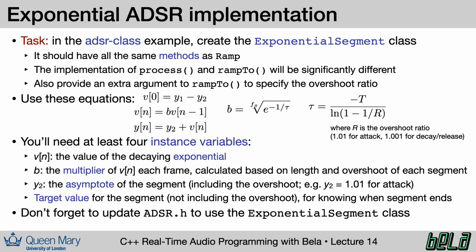Now, once you've created the exponential segment class, don't forget to update your ADSR to use it. You should be able to see now in the Bela oscilloscope that your segments are now exponential rather than linear, and I think you'll find that the sound quality, especially in the release, is a little bit better than before. Pause the video here and try this.